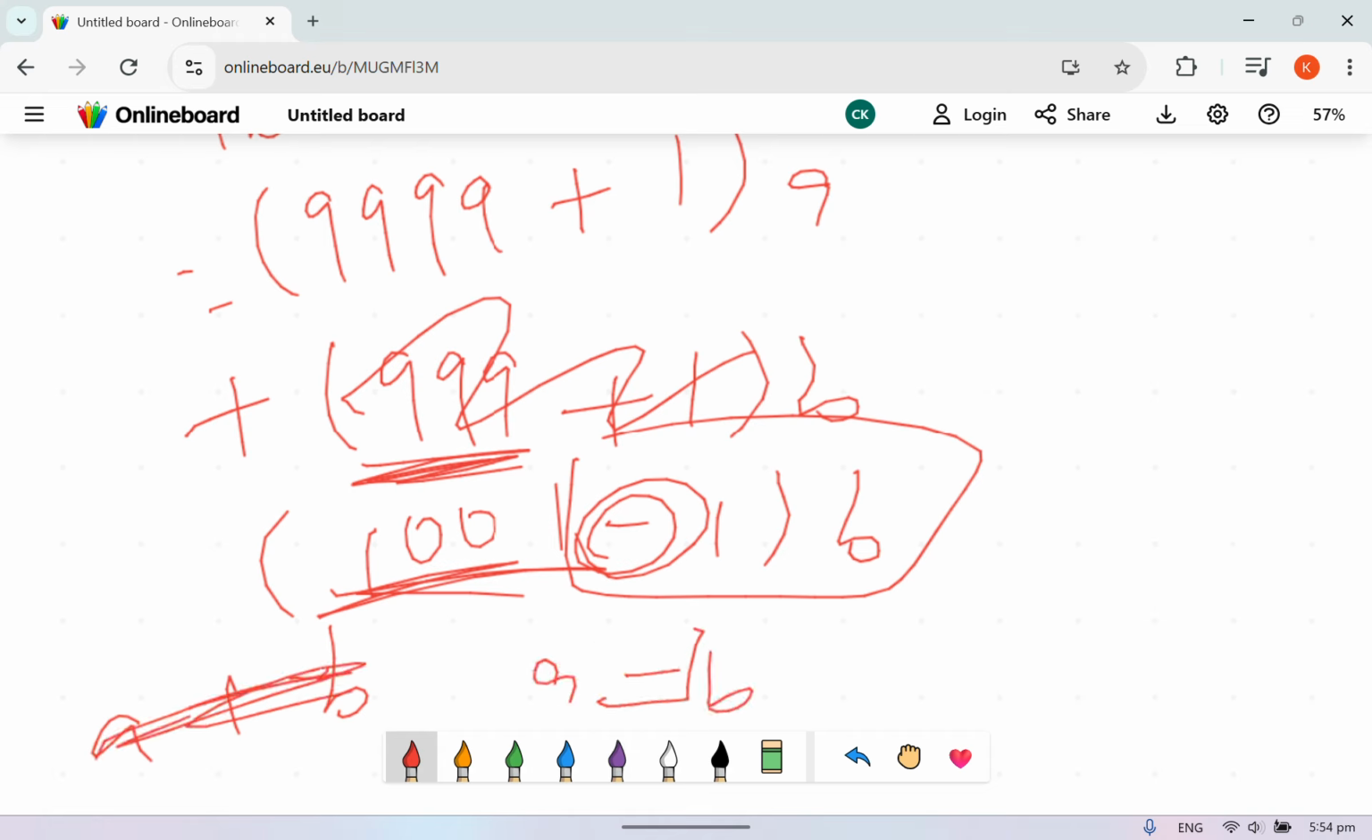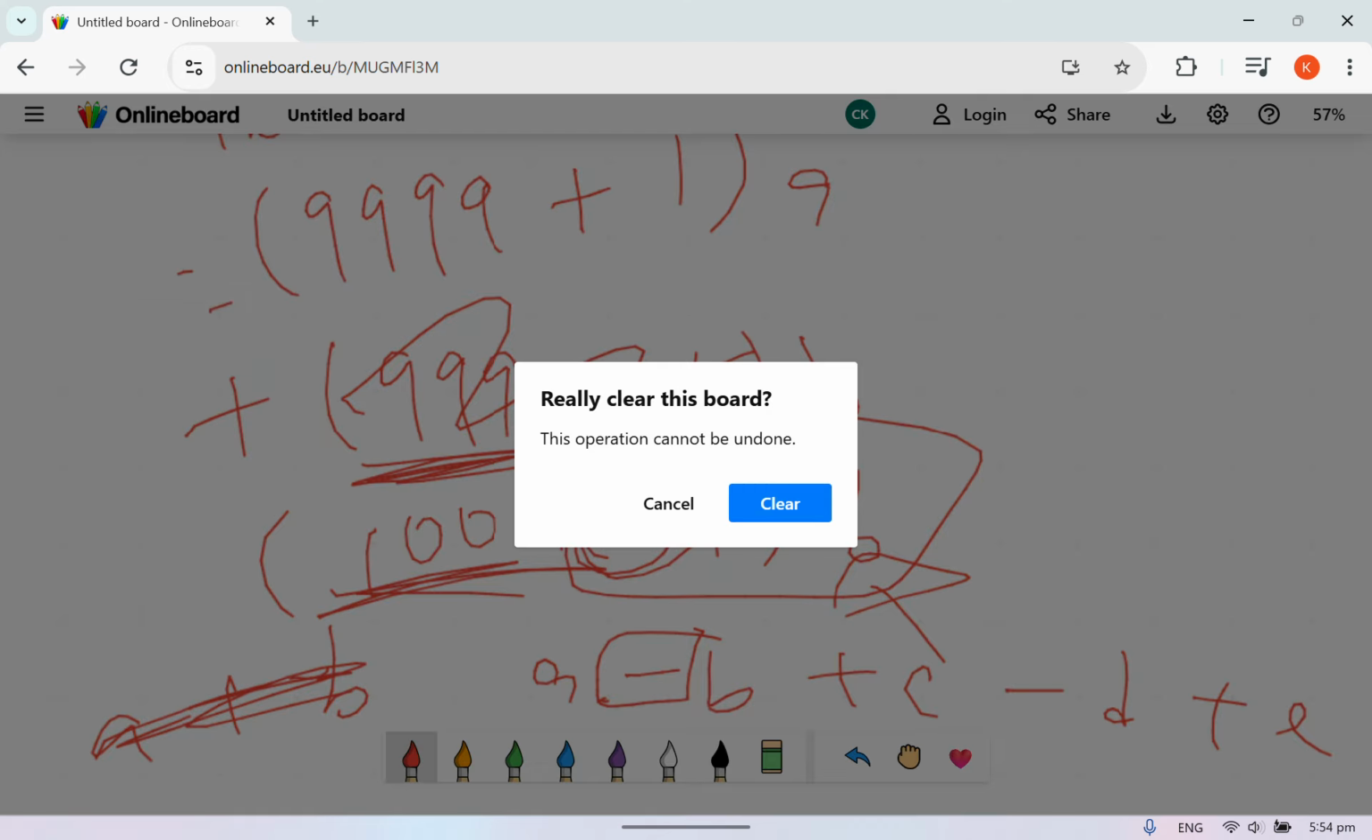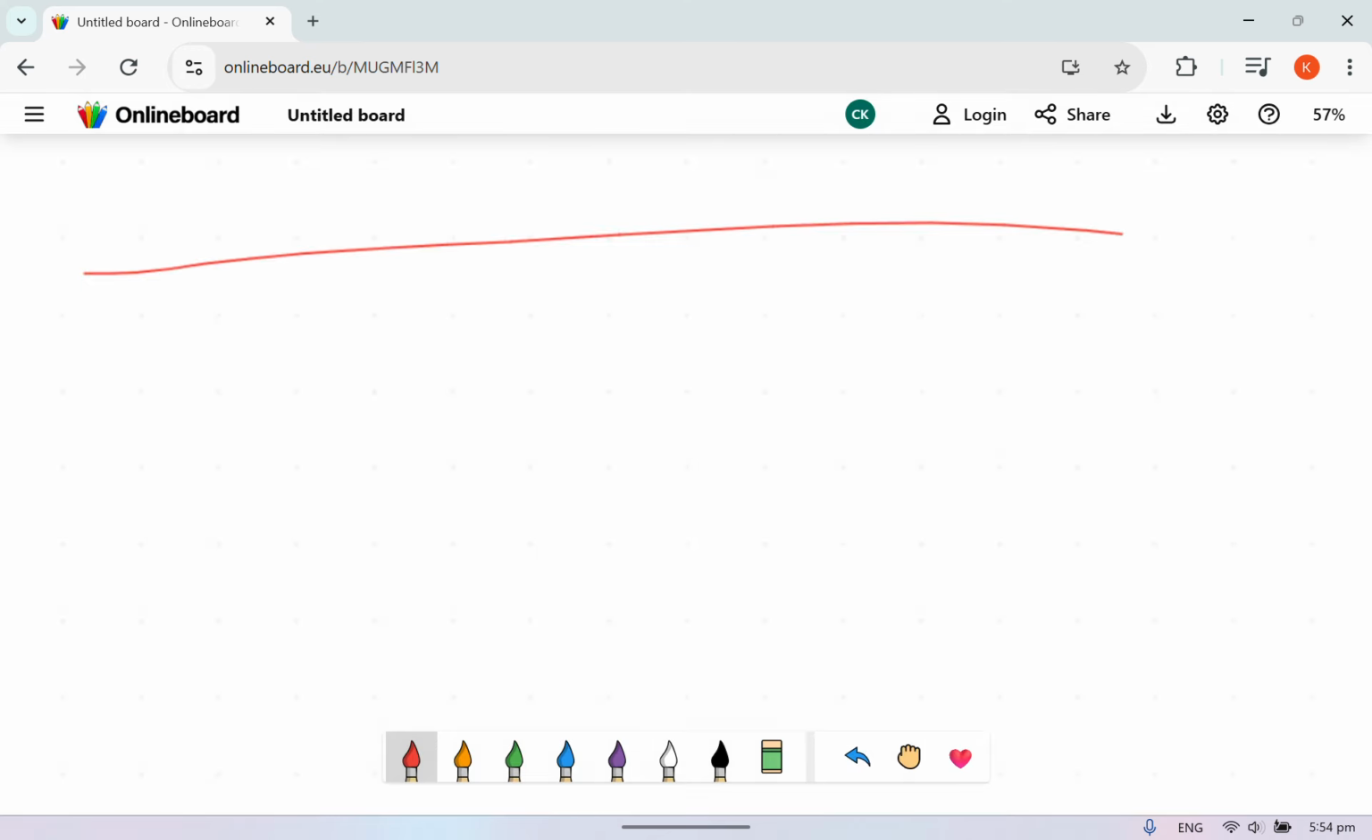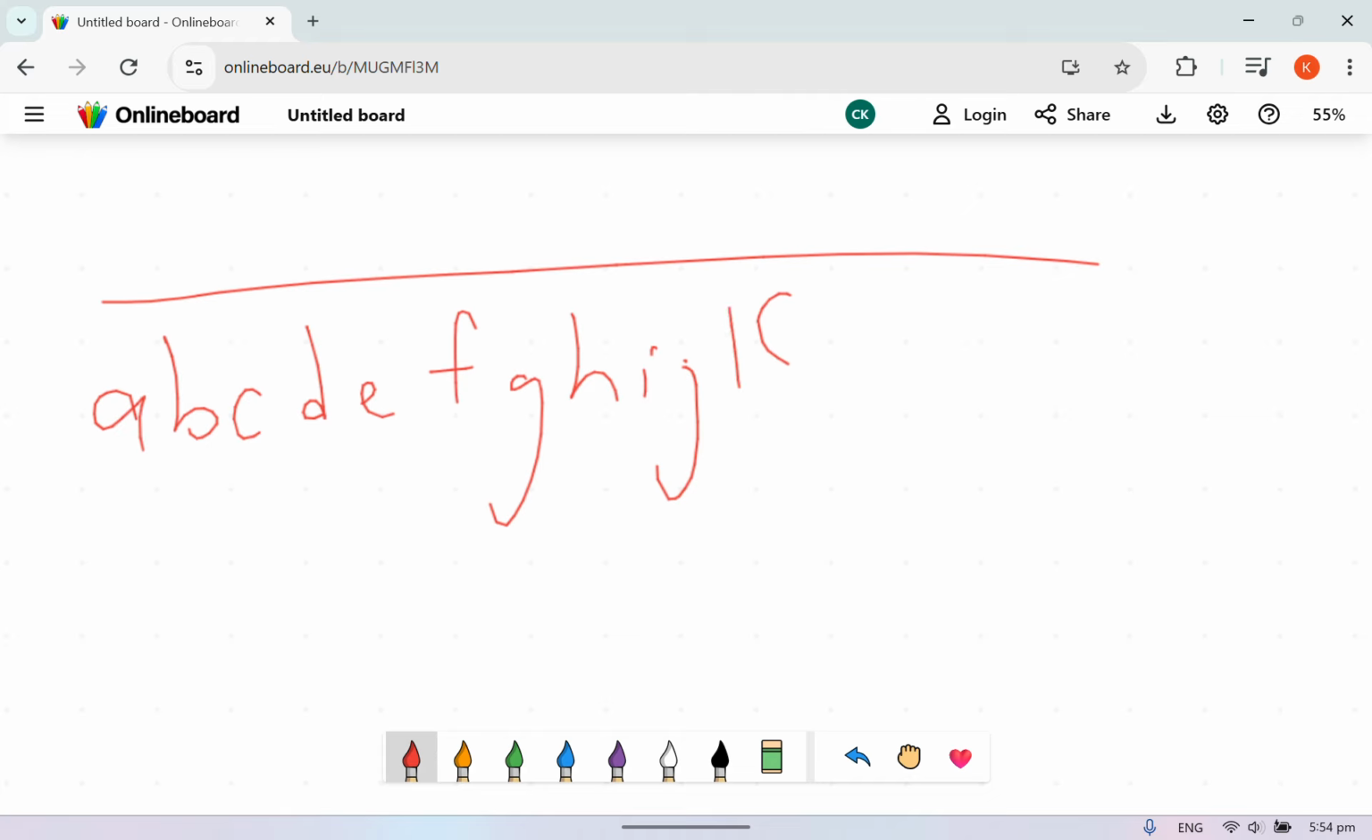Why is this minus here? Because of this. Plus C minus D plus E. That's why you got all this plus, minus, plus, minus. Because there are some that need to be minus. And if you notice, if we have a big A, B, C, D, E, F, G, H, I, J, K.